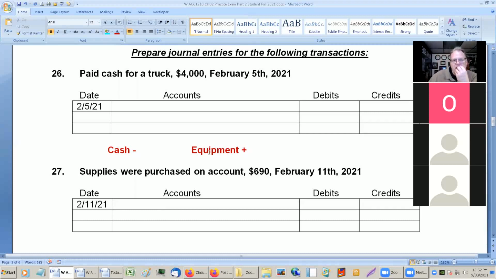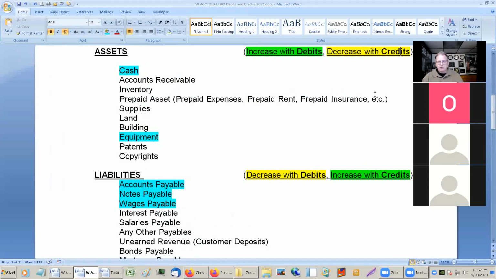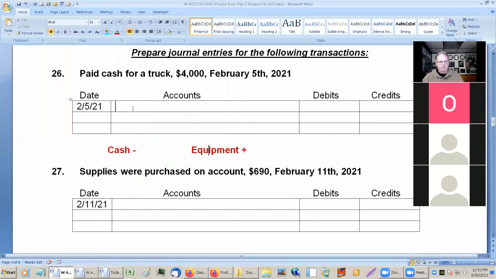All right, so cash and equipment. Which one goes up and which one goes down? So cash is going down. It will be a credit. Let me zoom in on this. So cash is going down. Equipment's going up with a debit.